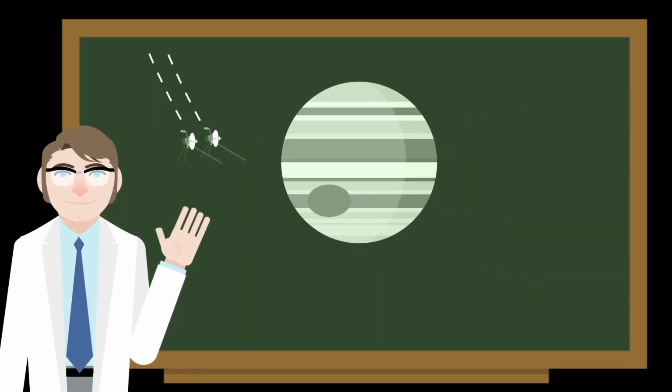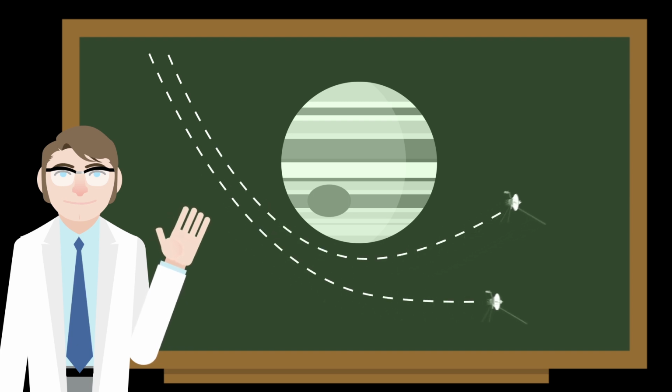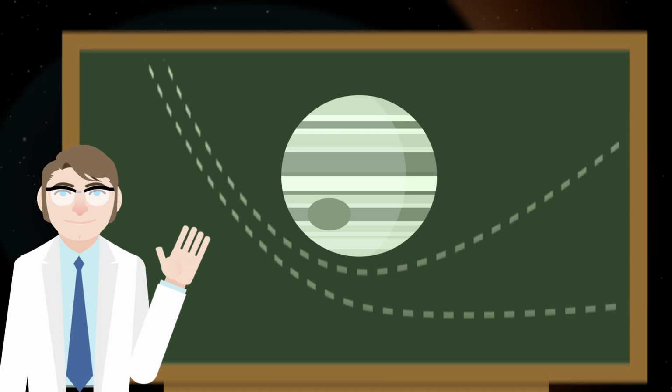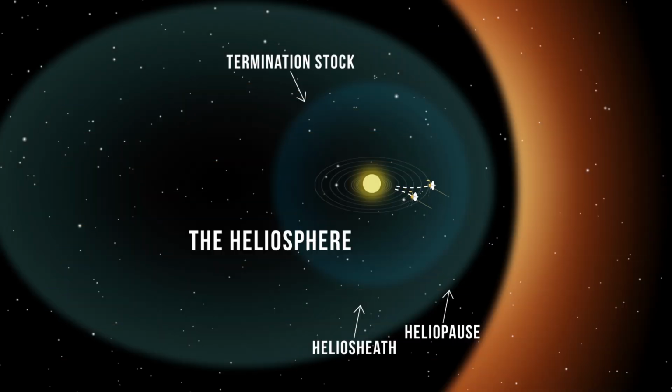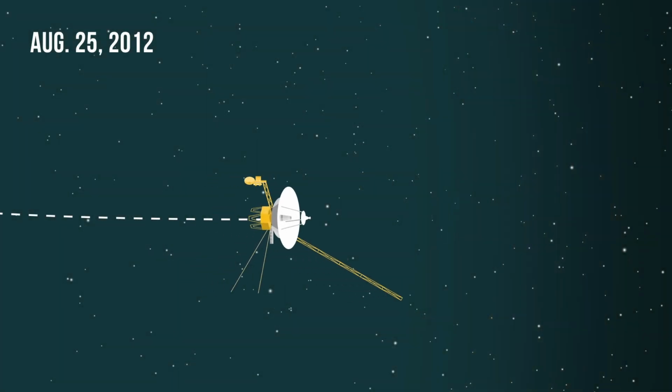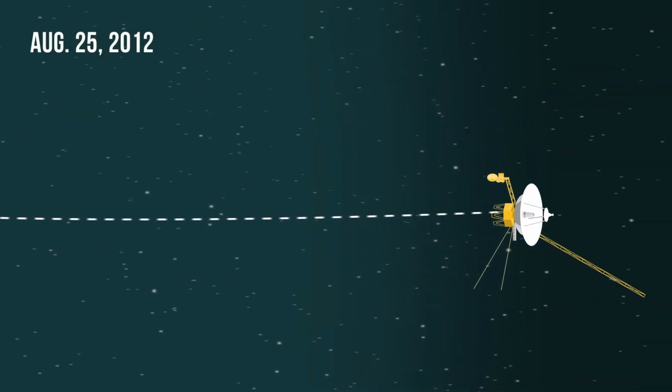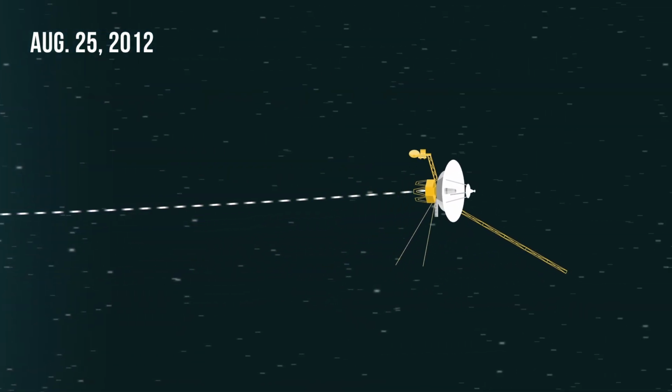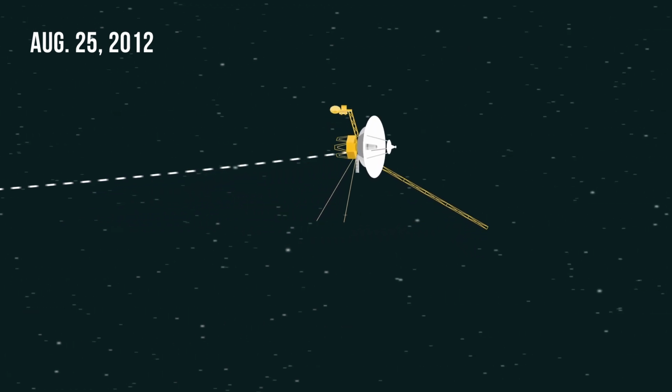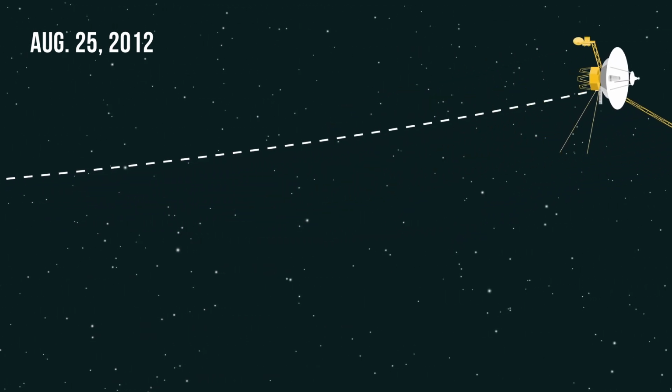The orbital designers targeted the closest approach distance to achieve the desired speed. Afterwards, the probes' momentum pulled them away from the planet, Voyager 2 toward Uranus and Neptune, and Voyager 1 toward the limits of the solar system. On August 25th, 2012, Voyager 1 became the first human-made object to enter interstellar space. As NASA puts it, further than anyone or anything in history.